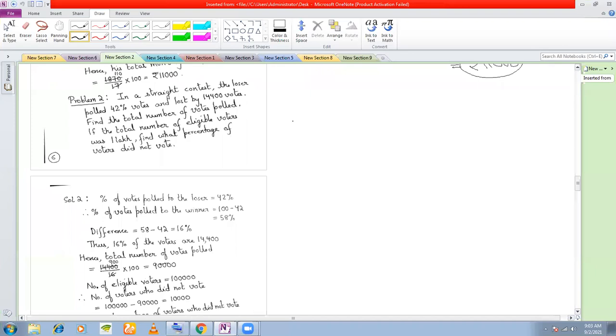That means he gets 42% of the votes of the total 100%. He gets 42% of the votes. Now, if that means the loser gets 42%, how much does the winner get? Winner obviously gets 100 minus 42, right? Which is equal to 58. So the winner gets 58% of the votes.